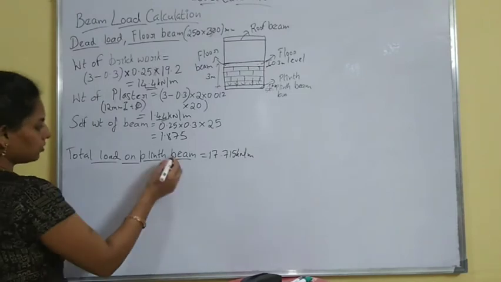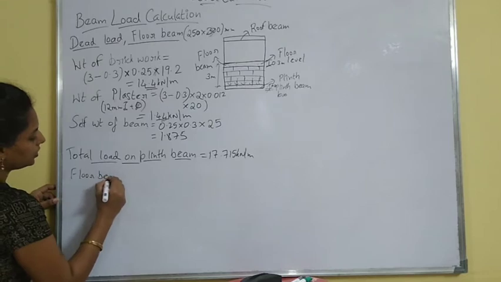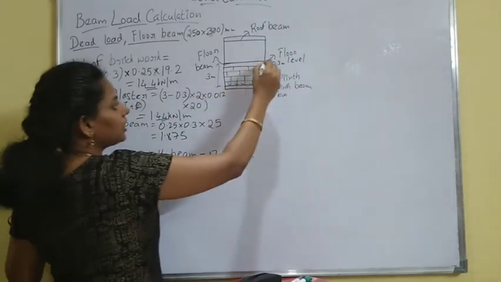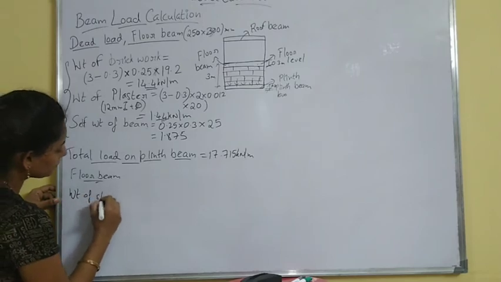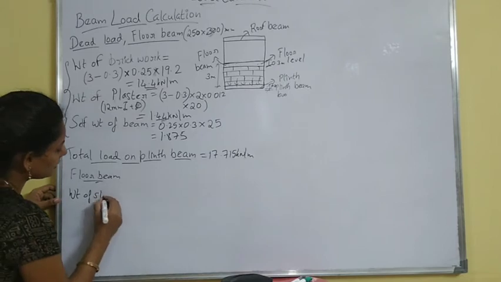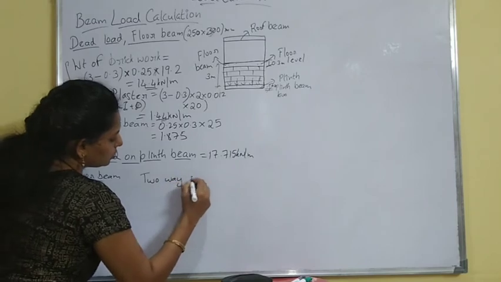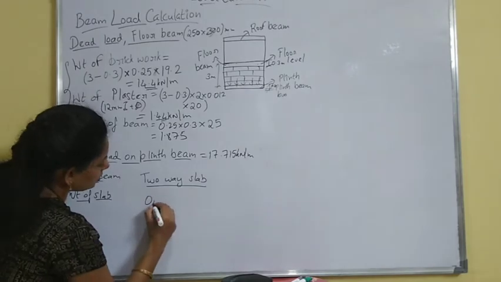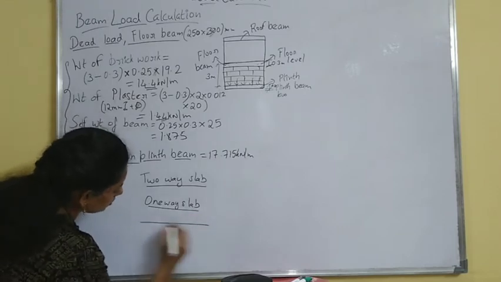Suppose you are doing it for the floor beam. Up to this the calculation will be the same, but you have to consider the weight of the slab also. For calculation of the weight of slab, you will usually have two types of slab, that is two-way slab and one-way slab. Suppose this is your one-way slab.